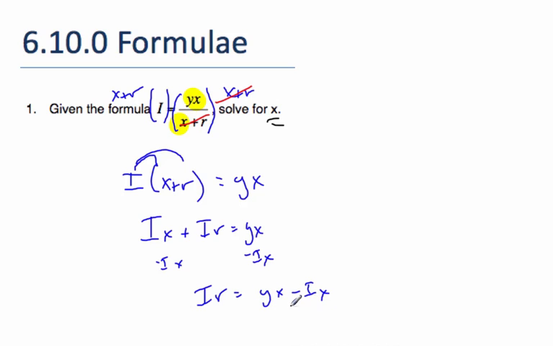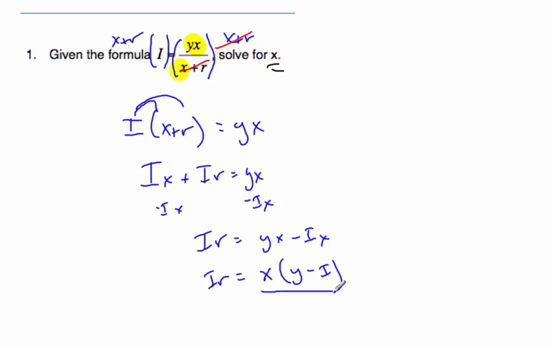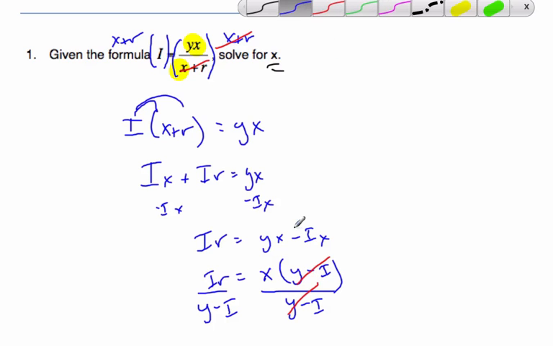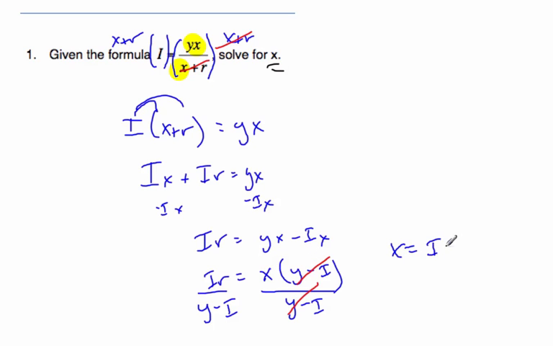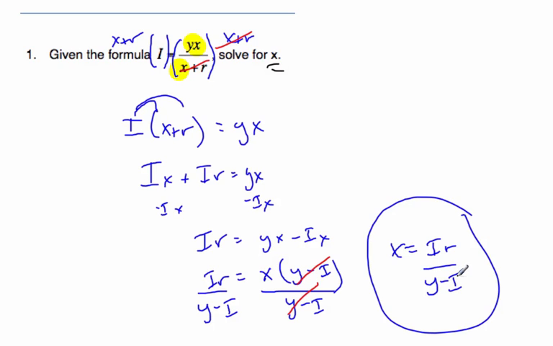And here's the key step. Everyone always messes this one up. All the x's are on the same side, so what do we do? Factorize. Yes, pull out this common factor of x, so you get y minus i times x, equal to ir. And now it should be nice and straightforward to finish off, because we can just divide by y minus i. That's it. Those cancel on the one side, and I end up with x equal to ir over y minus i. Very nice. Next example.